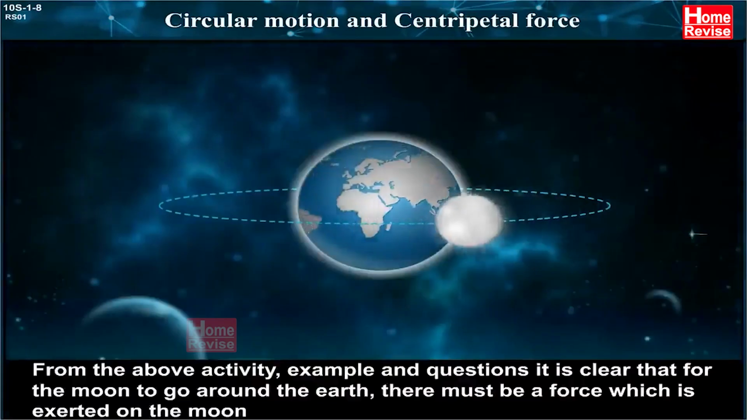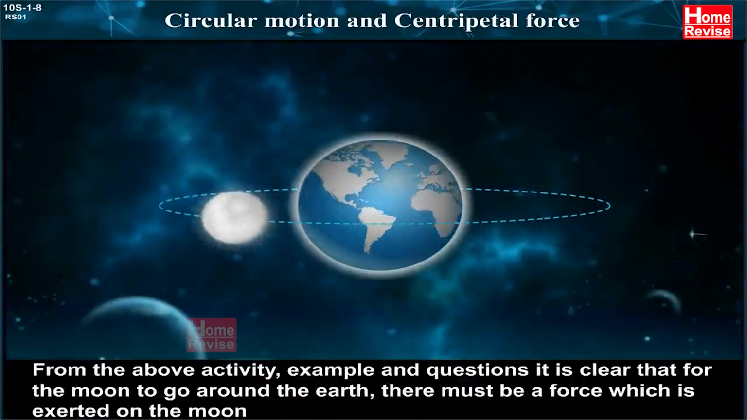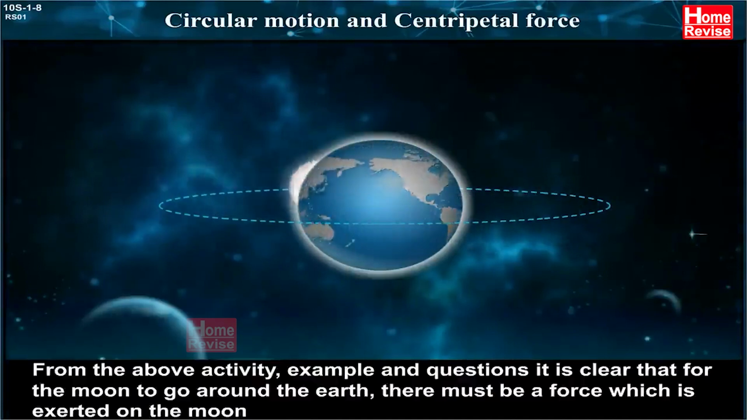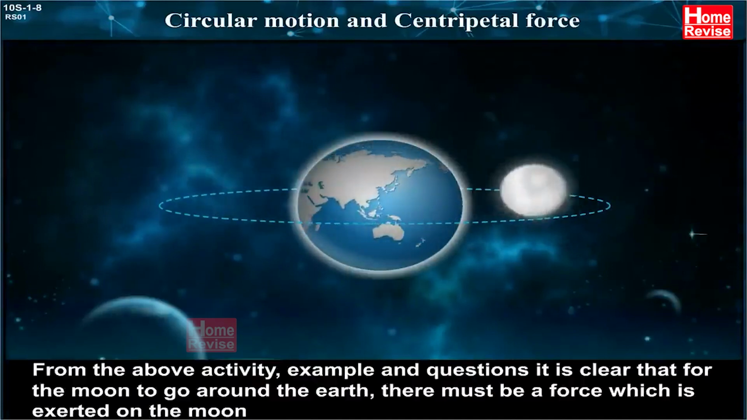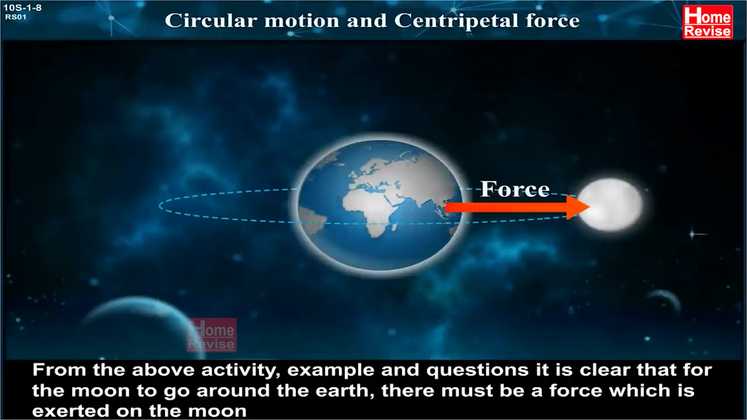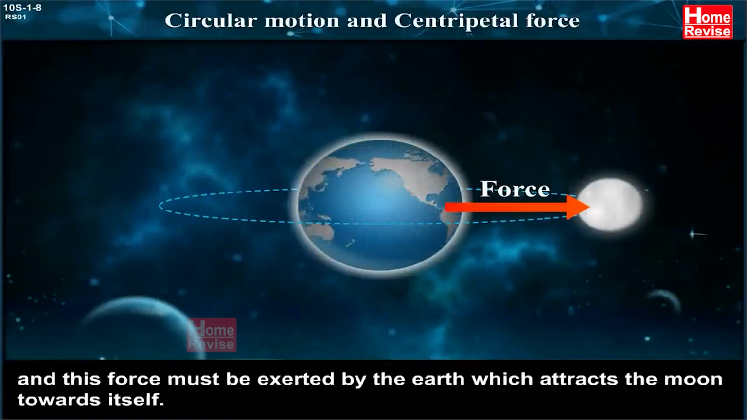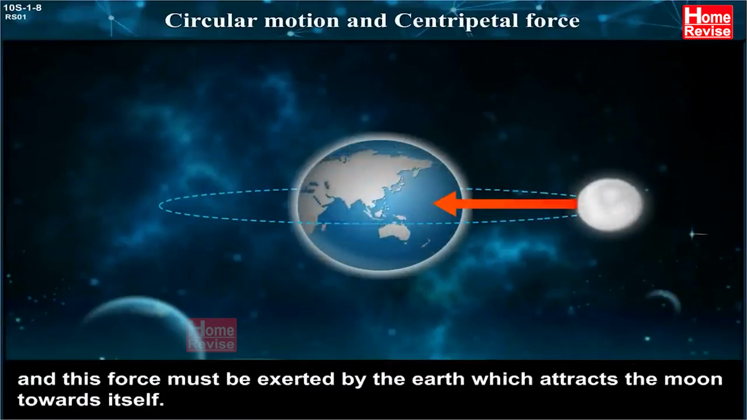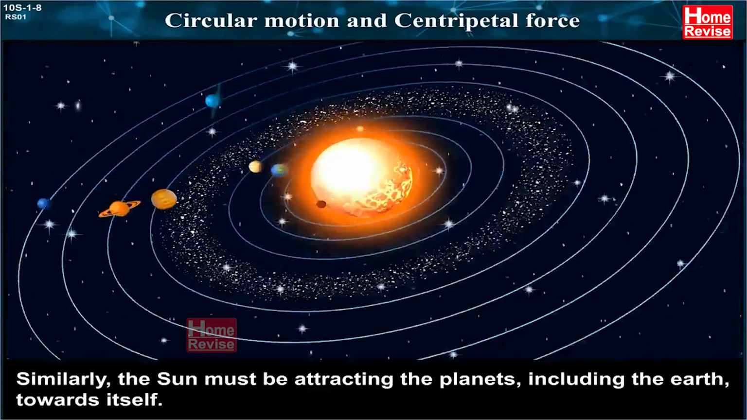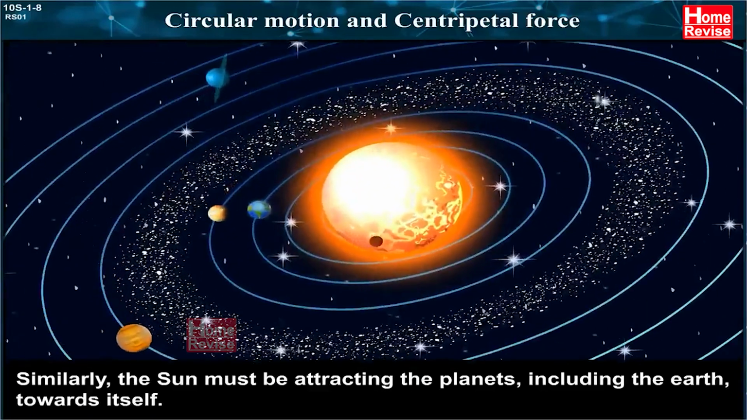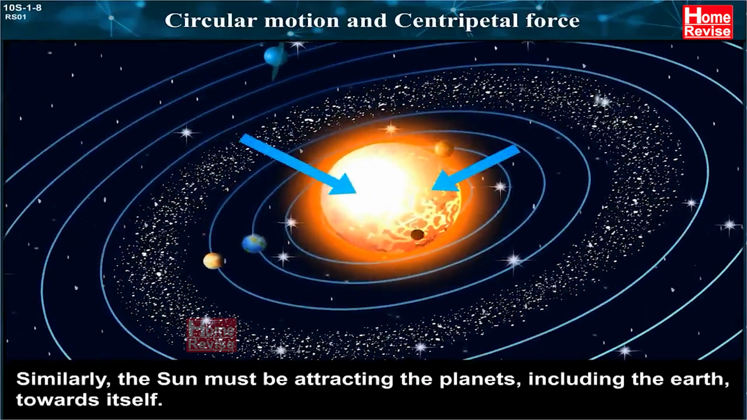From the above activity, example and questions, it is clear that for the moon to go around the earth, there must be a force which is exerted on the moon, and this force must be exerted by the earth, which attracts the moon towards itself. Similarly, the sun must be attracting the planets, including the earth, towards itself.